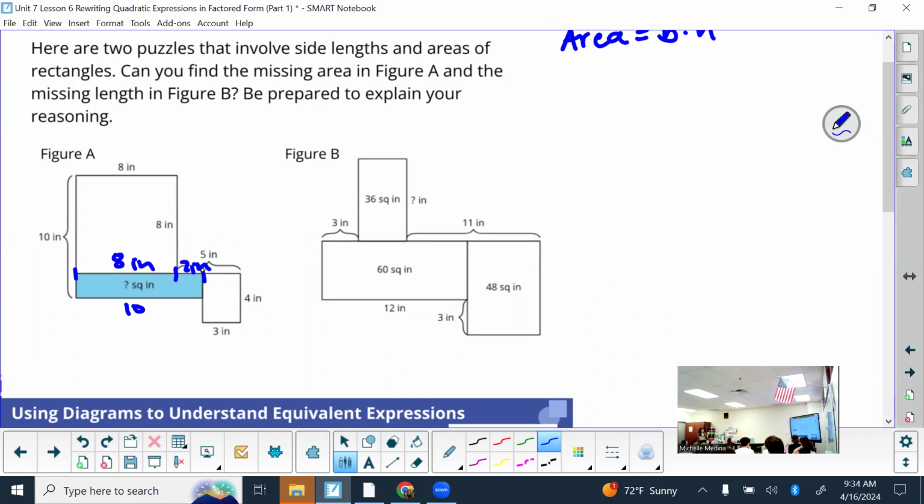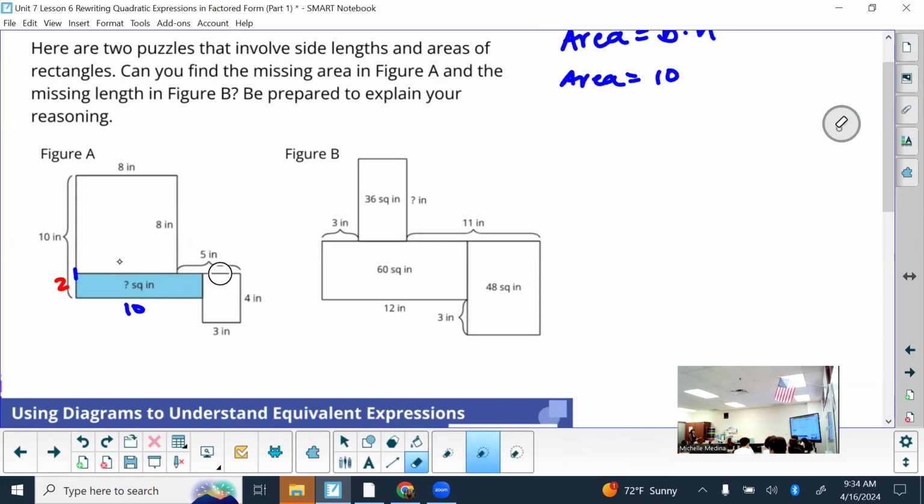Now I need the other dimension so that I can find my area. So far I have that my base is 10. Anyone know what this side should be? 2. And then where are we getting that? From the small box on the right. What about it? Like if you follow the line of the rectangle through the small box. Maybe like divided.